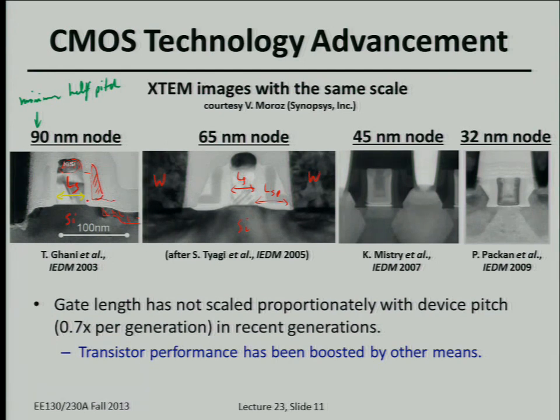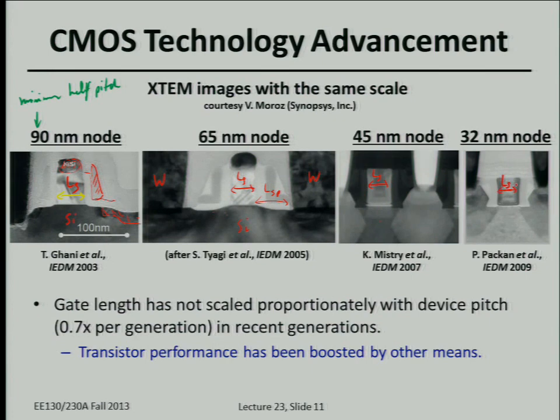One thing to notice is that as Intel advanced its technology, the gate length actually didn't scale down too much. It's about 45 nanometers at the 90 nanometer node, about 35 nanometers at the 65 nanometer node, and then at the 45 nanometer node, it stayed at about 35. So the key thing is that the gate length has not scaled.